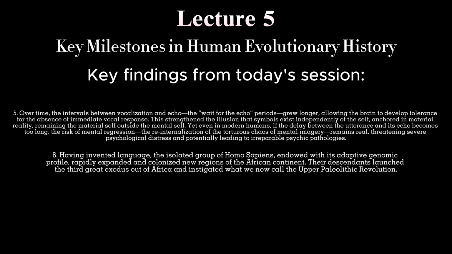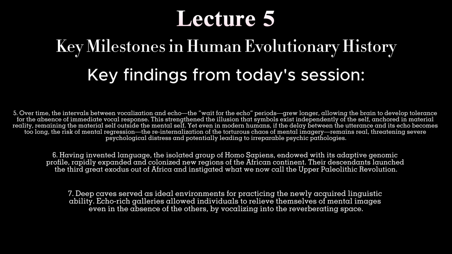6. Having invented language, the isolated group of Homo sapiens, endowed with its adaptive genomic profile, rapidly expanded and colonized new regions of the African continent. Their descendants launched the third great exodus out of Africa and instigated what we now call the Upper Paleolithic Revolution. 7. Deep caves served as ideal environments for practicing the newly acquired linguistic ability.